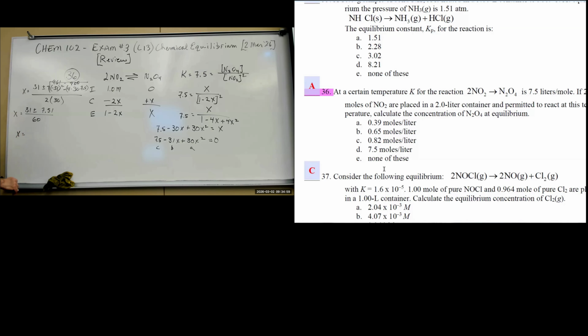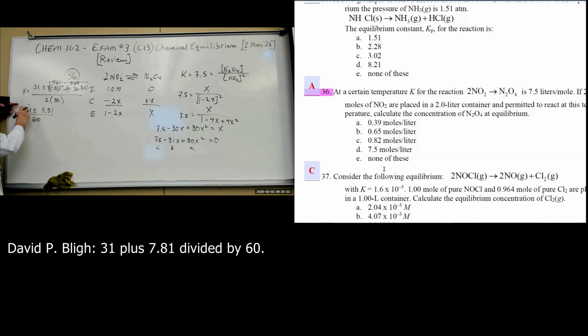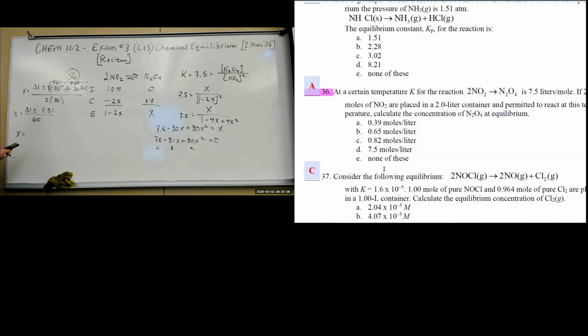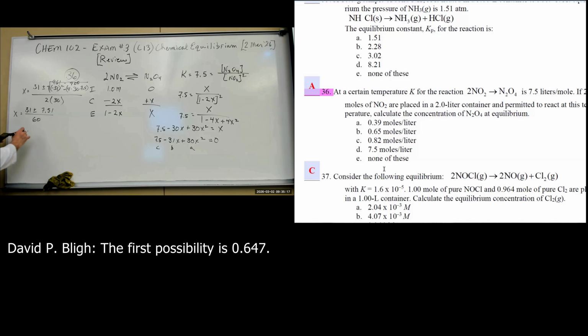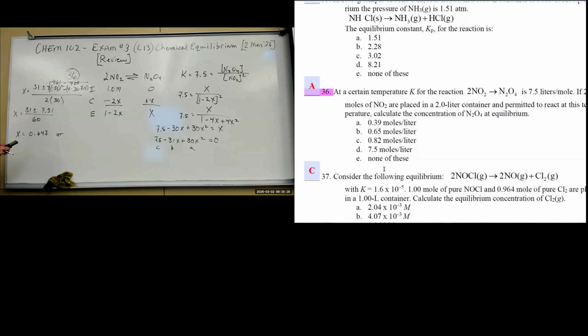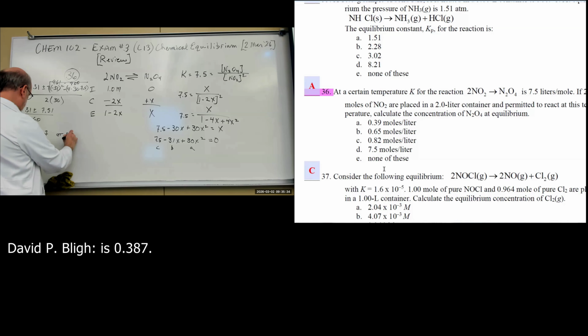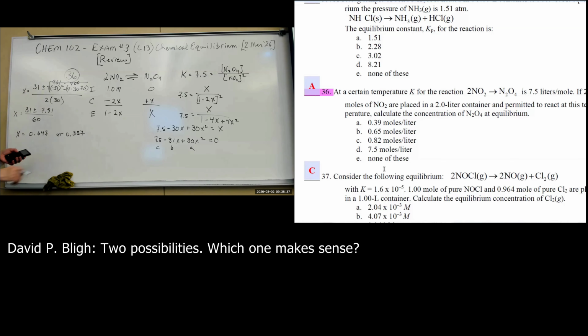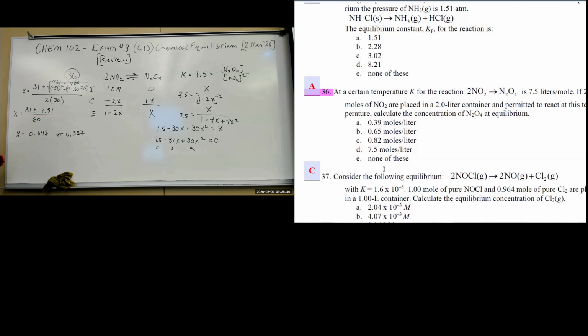Okay, two possibilities. 31 plus 7.81 divided by 60. The first possibility is 0.647, or 31 minus 7.81 divided by 60 is 0.387. Two possibilities. All right, which one makes sense?